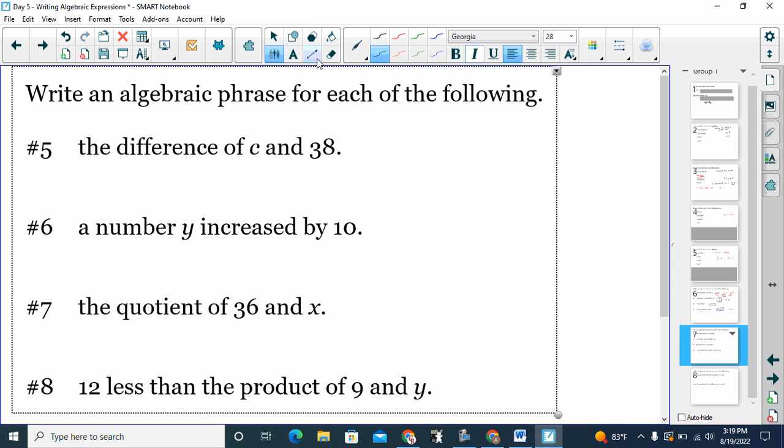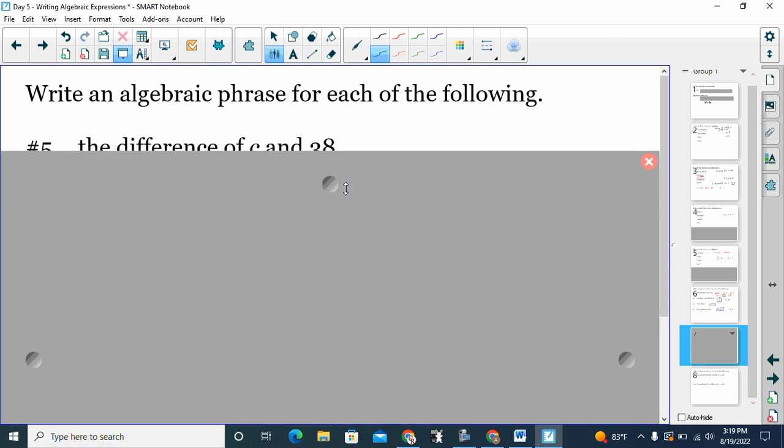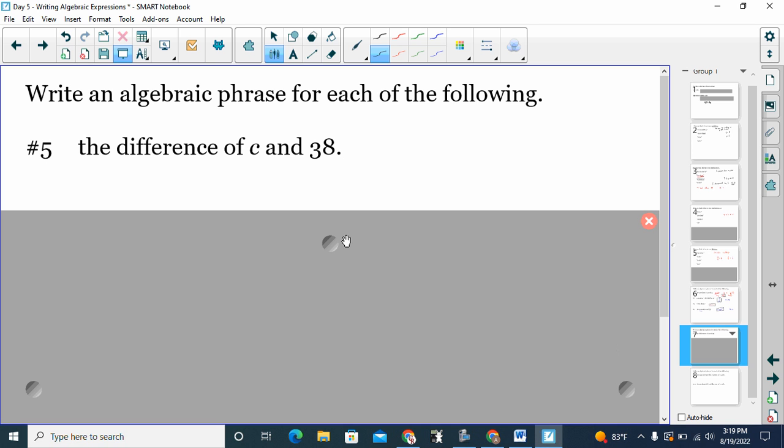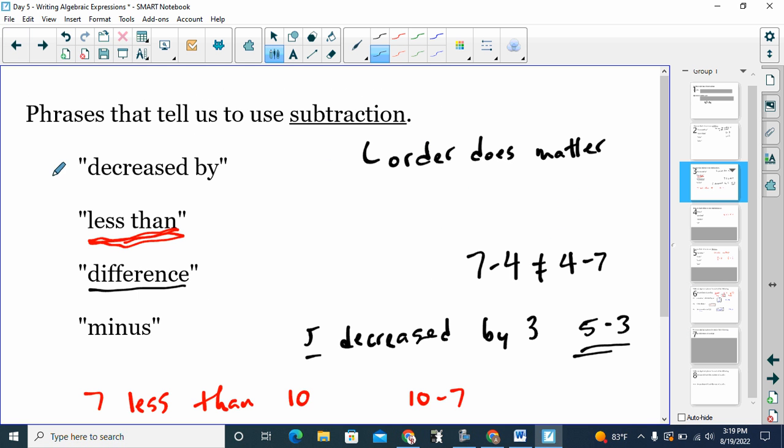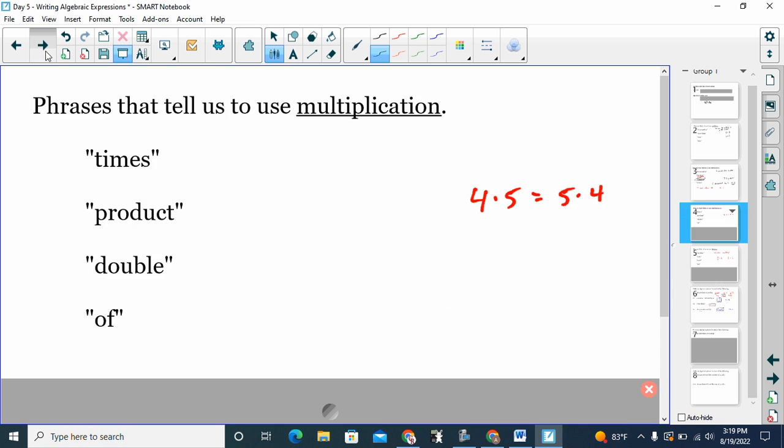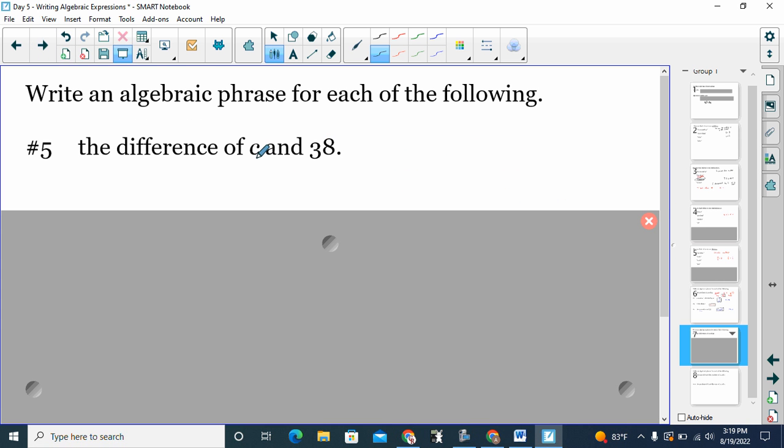Number 5, we're still writing an algebraic expression for each of the following. Number 5 says the difference of C and 38. Difference, that was back on our subtraction list. There it is right there. So difference tells us we need to subtract. When I have a difference of two numbers, we put them in that order. It needs to be in the order that's given, C and 38. So the difference between C and 38 would be C minus 38.